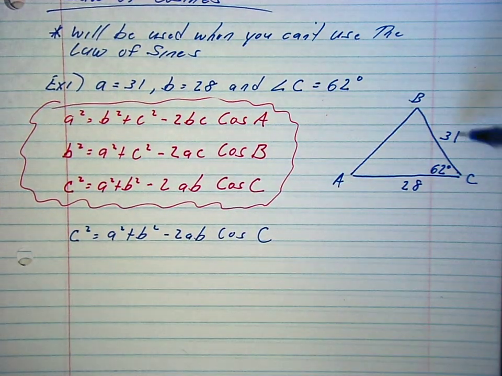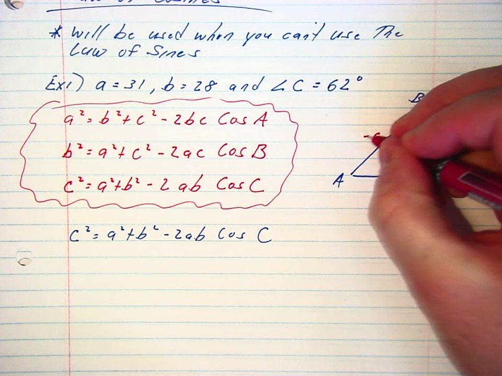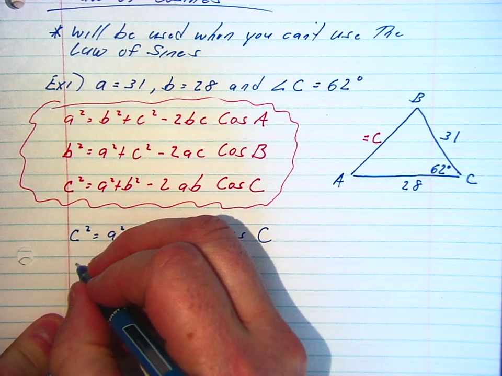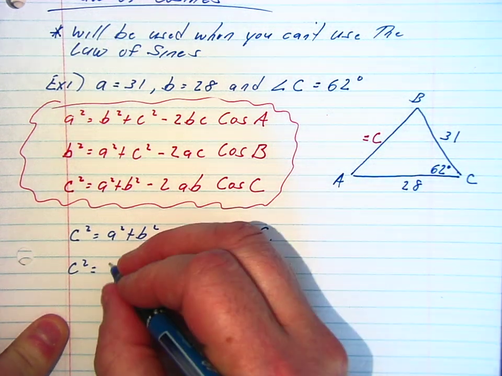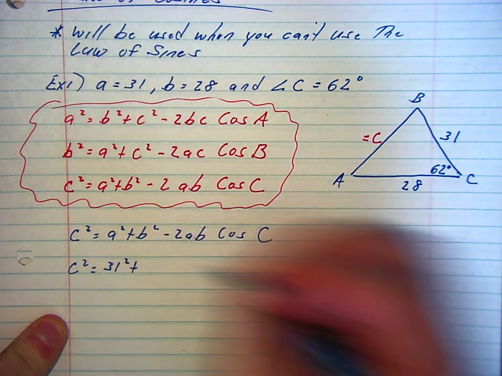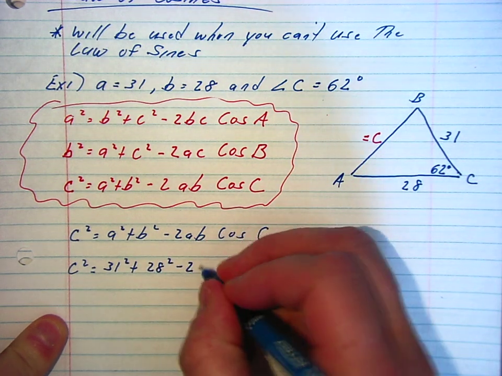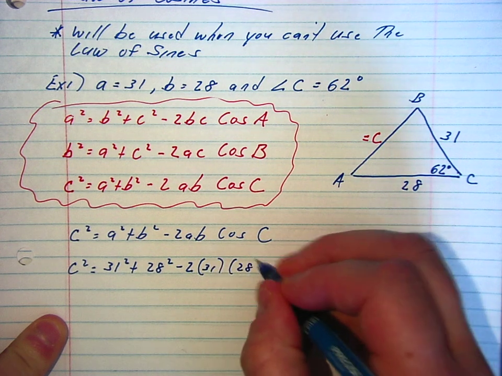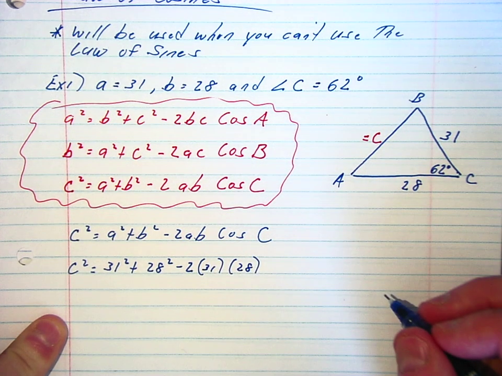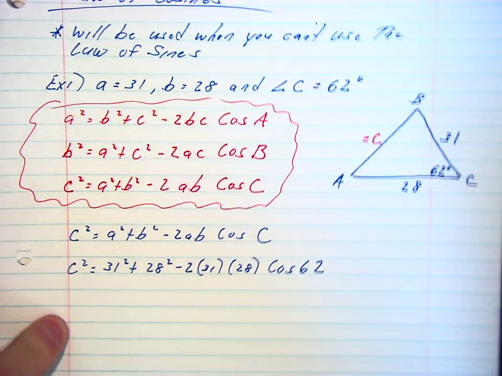And now I'm just going to plug these three numbers in where they belong. Now little c is what I don't know, so that's what I'm going to be solving for in this case. That's going to stay c. So this would be c squared equals a squared, which is 31 squared, plus b squared, 28 squared, minus 2 times a, which is 31, times b, which is 28, times the cosine of C, which is the cosine of 62.